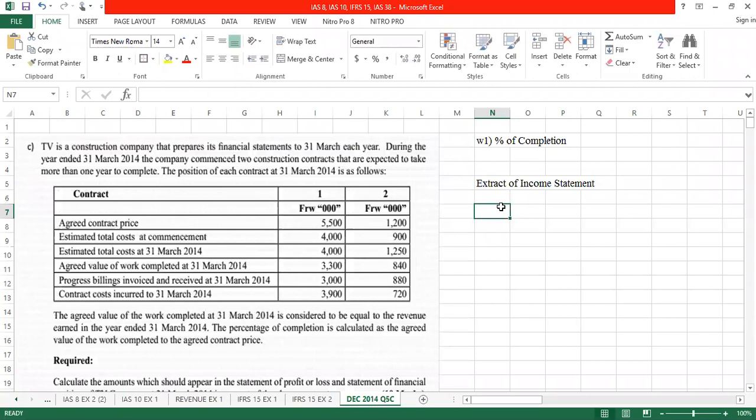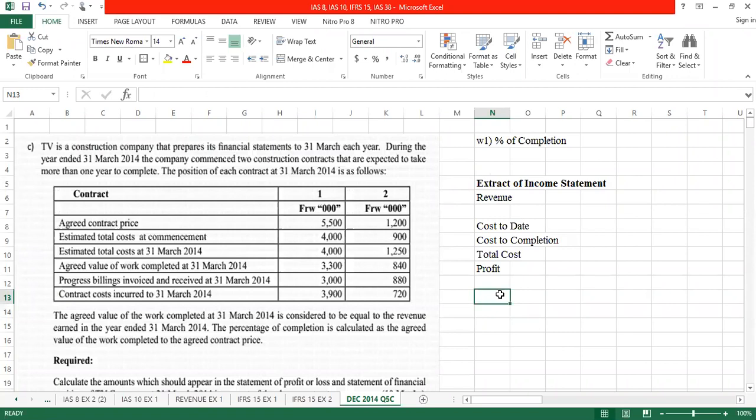So in extract of income statement, you will show me what goes to revenue. So don't forget that. Revenue, cost to date, next, cost to completion. I hope we are together. And then total cost, when you add the 2, total cost, and then it gives you what? Profit. That will give you extract of income statement. Please do it for me. It is very direct once you get percentage of completion.